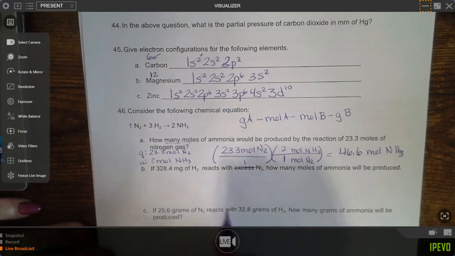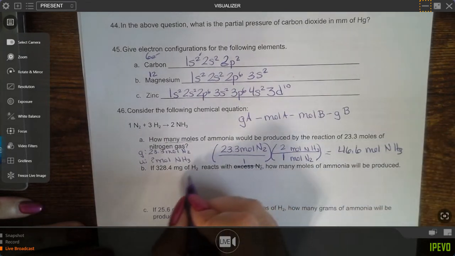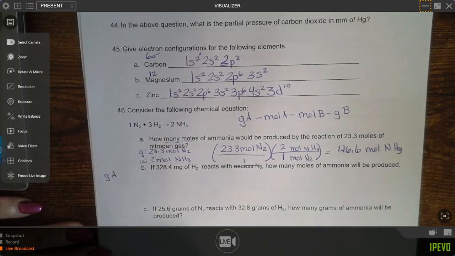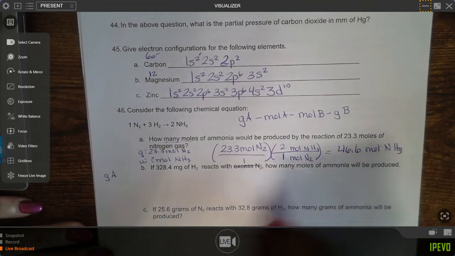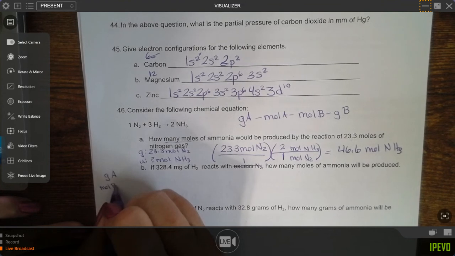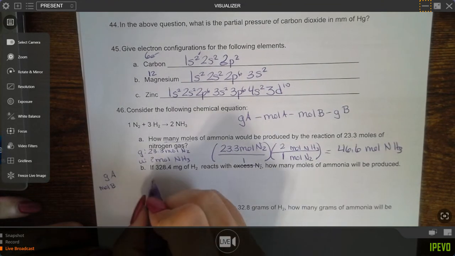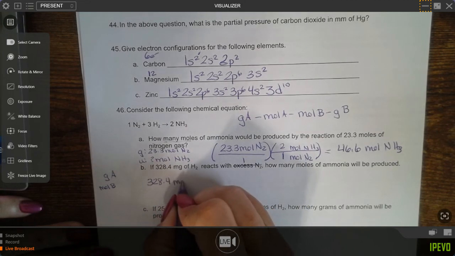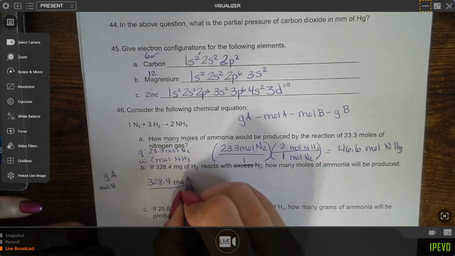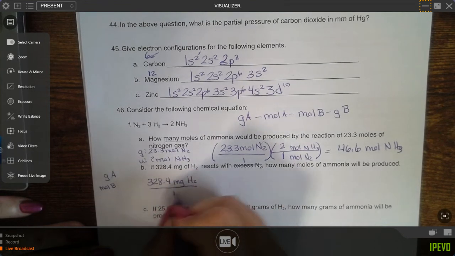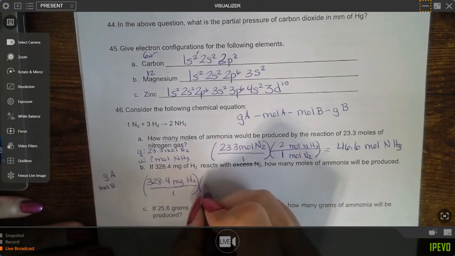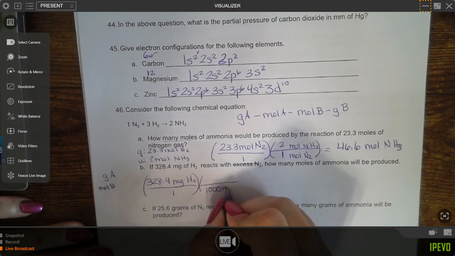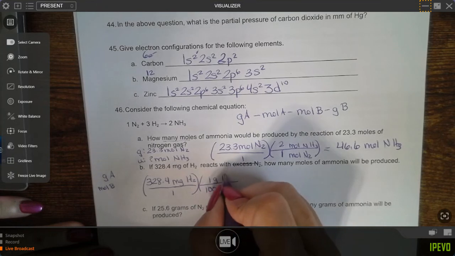So we're starting with milligrams. Technically, we're going from grams of A, how many moles, to moles of B, but we've got to get to grams first. So 328.4 milligrams of H2. We need to go to grams, so 1,000 milligrams is 1 gram.